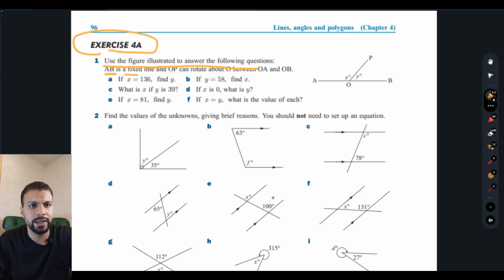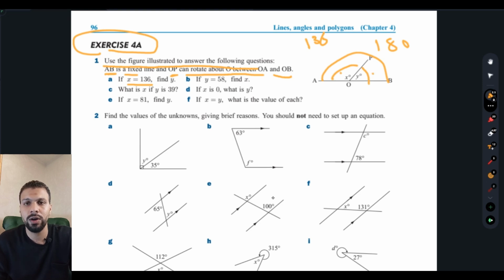AB is the fixed line, and OB can rotate about O between OA and OB. If x equals 136, then y: we remember that all of it equals 180. If I have one angle, I can find the next, the missing angle, by subtracting.